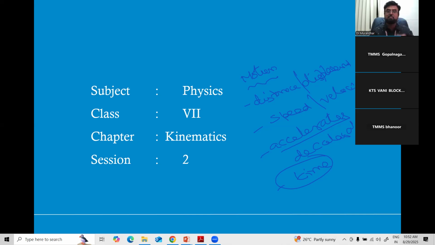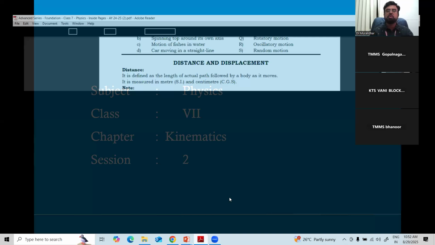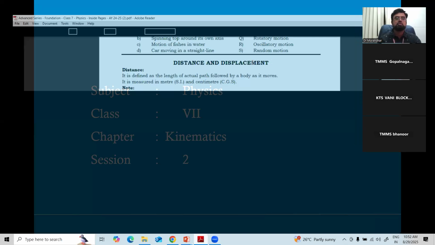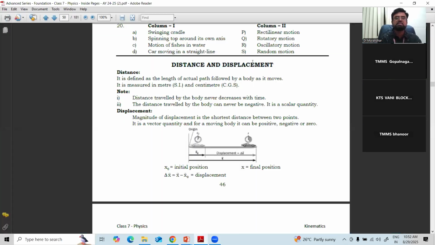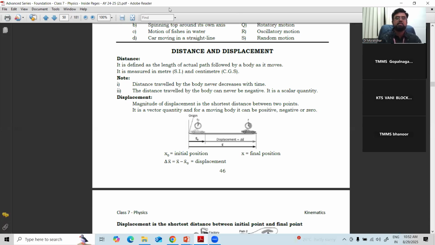We have already seen the measurements, but here we are discussing what happens during motion. When the body is in motion, how do these terms come into play? First, distance and displacement. We are discussing distance and displacement.